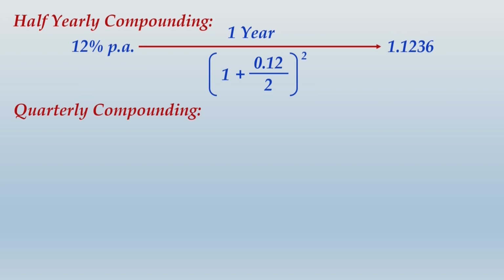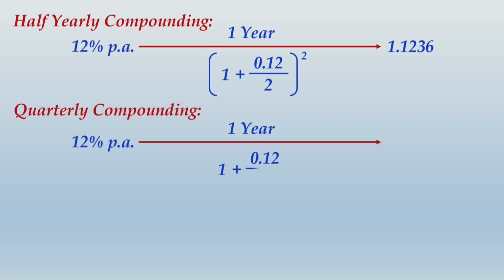Let us see what will happen if it is a quarterly compounding. If 12% per annum is the rate of interest and the time horizon is 1 year, this time you are going to break up this 12% per annum into 4 parts. You are able to break it into 4 parts only because the compounding basis is given as quarterly. So 1 year can be divided into 4 quarters, and the rate for each quarter will be 12% divided by 4, that will be 3%. 3% on an absolute basis will be 0.03.